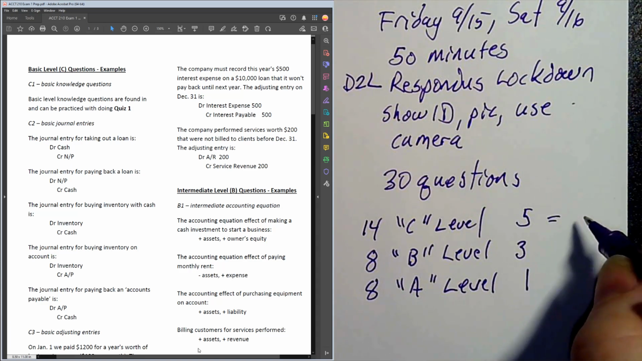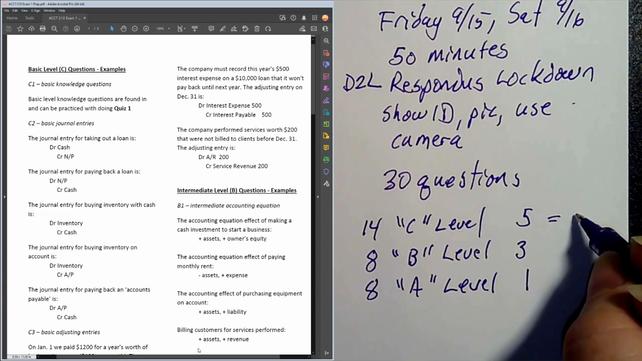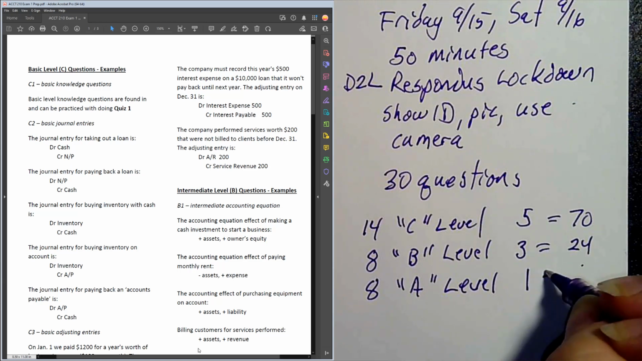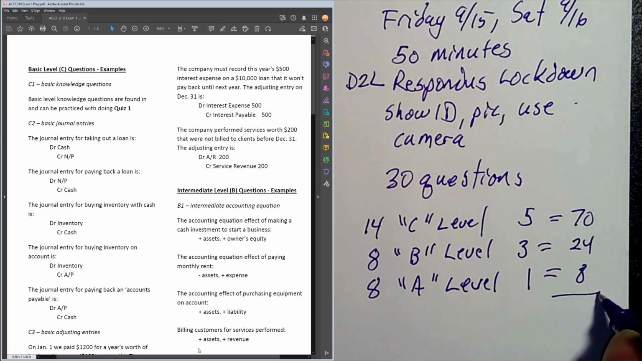So there's actually a little bit more than 100 points. So this is 70, 24, and 8. So that would be 102 points. So there's 2 bonus points. 100 points is 100% on the exam. So there's an extra 2 points.